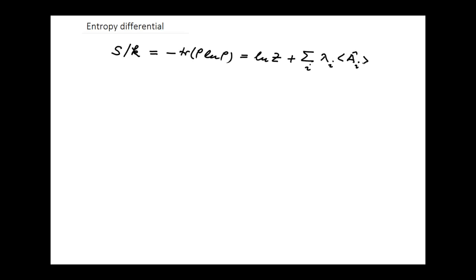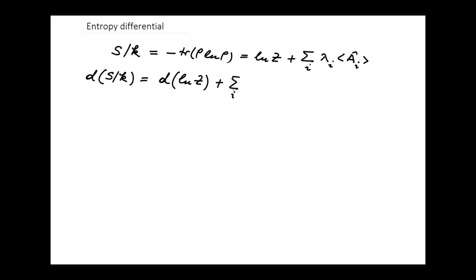Now we can look at the differential. So I take the total differential of this entropy, S over K. And we have several contributions. Let me divide it like this. So this means we have the total differential of log z, and then we have the sum over I, and the total differential of lambda I times the expectation value of AI.